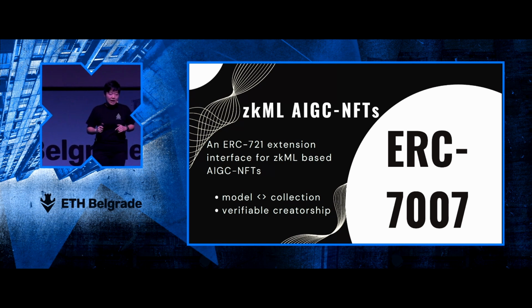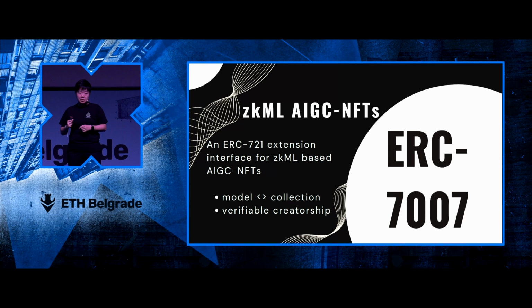And this actually allows us to do two things. First of all, is verifiable creatorship, right? It proves that I am the person who created this image. So it will solve quite a lot of IP arguments about whether the person actually was the creator of this image. And the other thing is it actually creates a new concept of what it means for an AIGC collection.